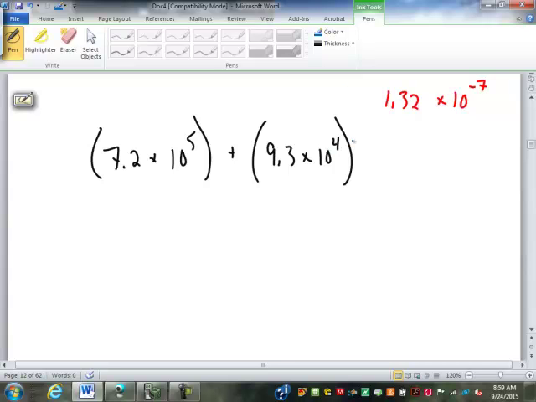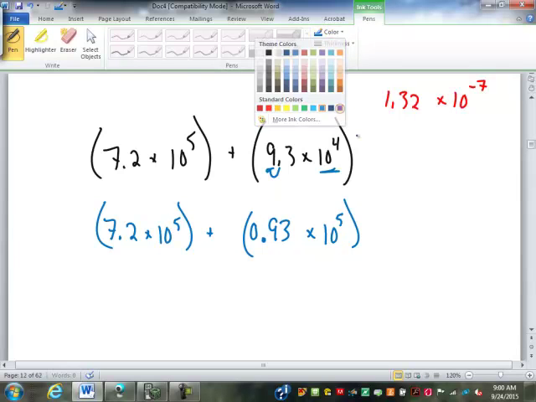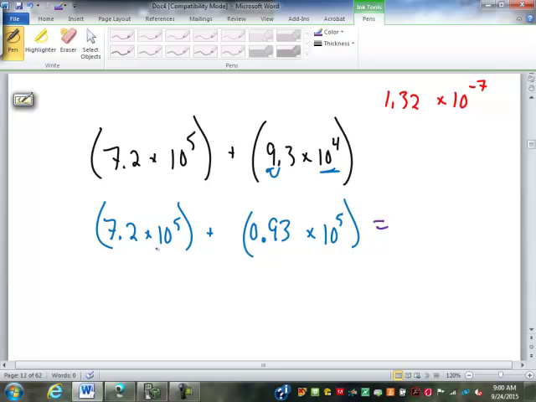Normally, what I would do is go to the higher power when I'm adding. So 7.2 times 10 to the 5th is going to stay the same. This has to become 10 to the 5th. The power got larger, so the number has to get smaller. The power got larger by 1, so the number has to get smaller by 1 place. This is now 0.93. Now that they're the same name, 10 to the 5th for both of them, 7.2 plus 0.93 is 8.13 times 10 to the 5th. That's it.